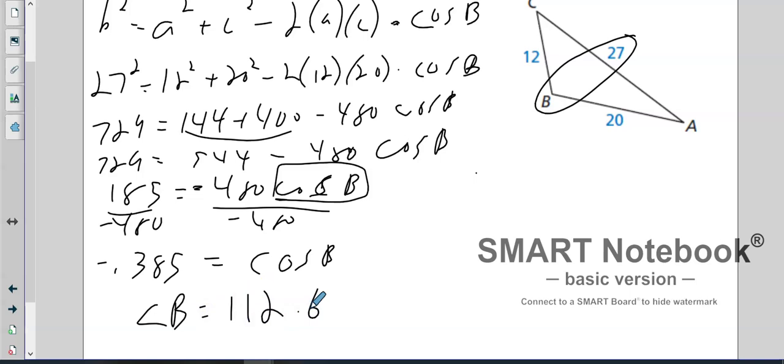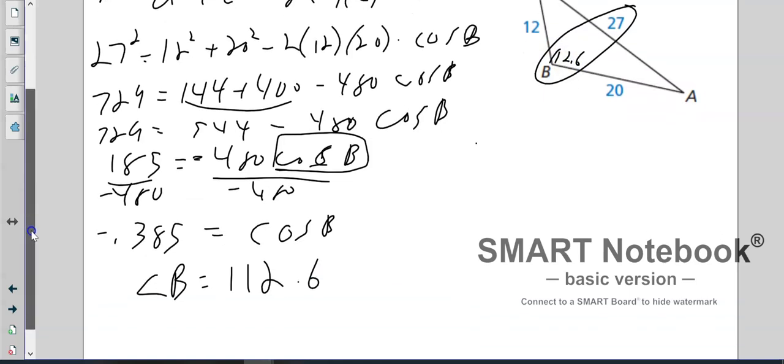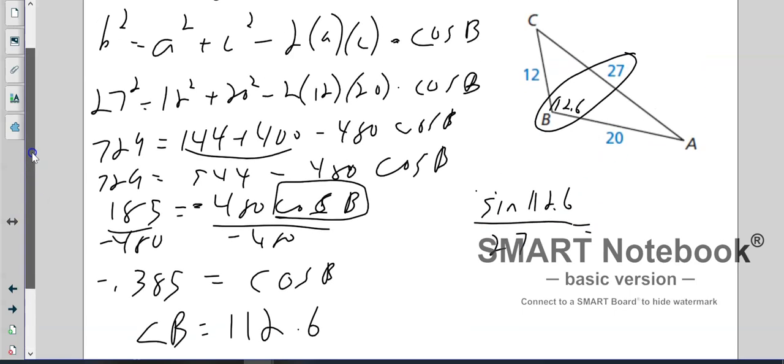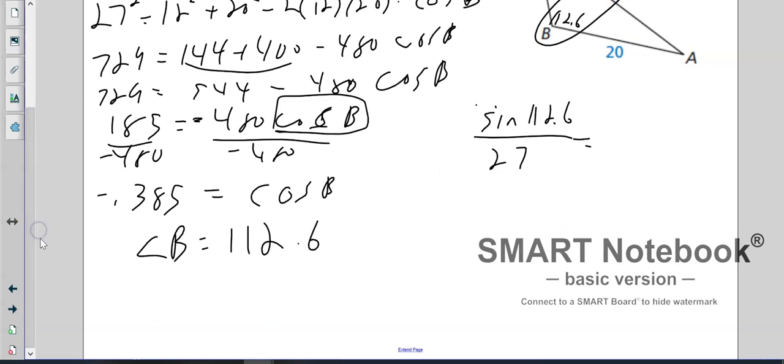Now that I have one angle, it's very easy to find the other angle using this simpler law of sines. So sine of 112.6 over 27 equals, you can pick any letter you want, I'm going to do A, sine of A over 12.